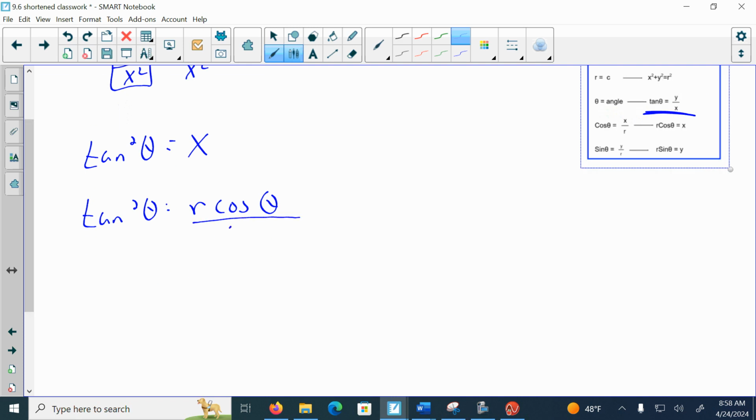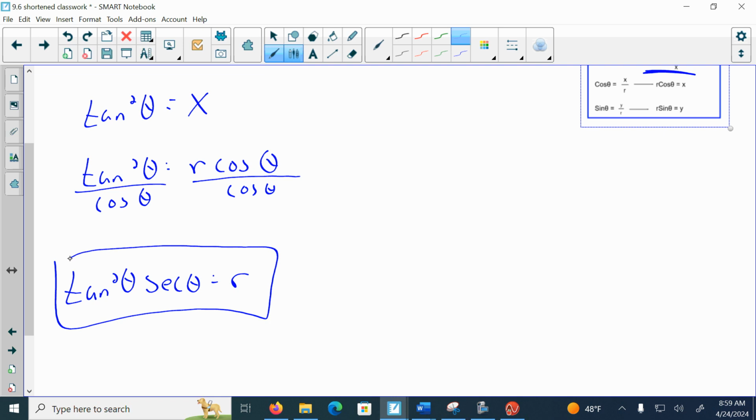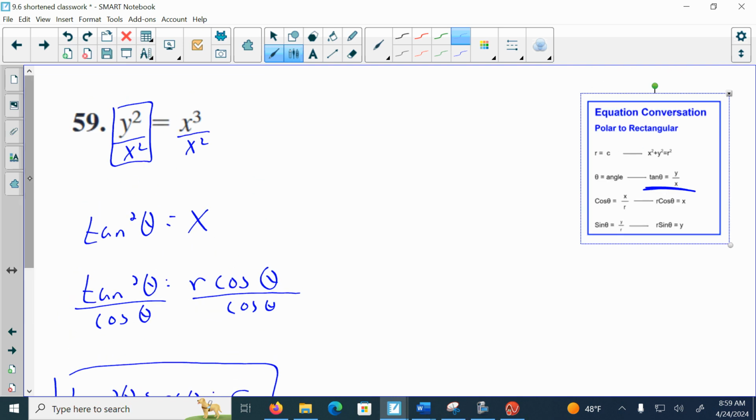If I divide both sides by cosine theta, so I have r on one side by itself, I could rewrite this as tangent squared theta, and the reciprocal of cosine is secant, so tangent squared theta times secant theta is equal to r. And that would be my final answer. Again, you have to remember a lot from the trig identities.